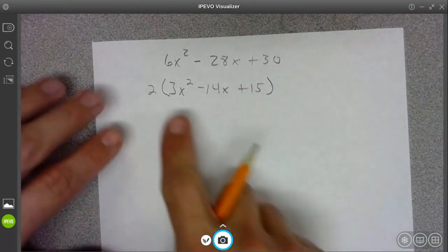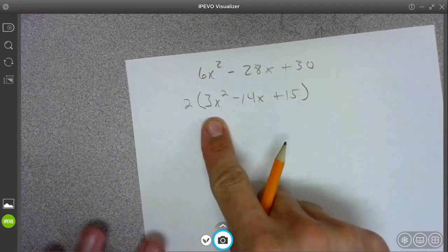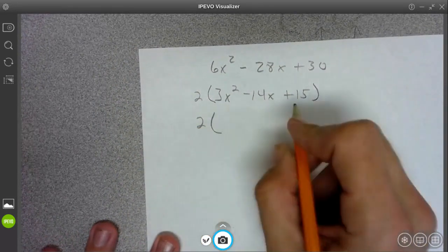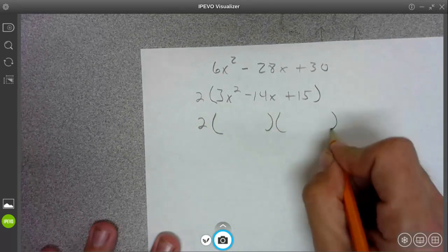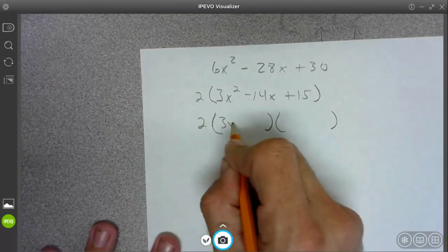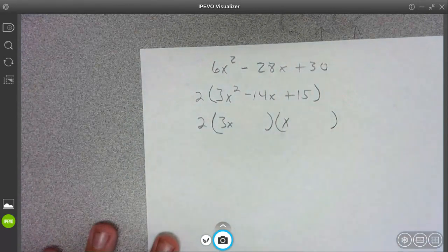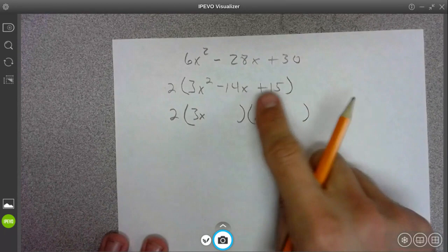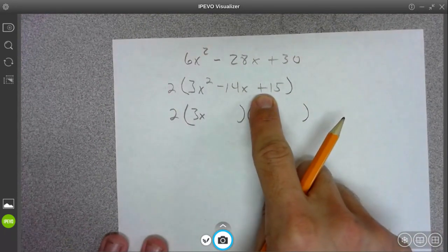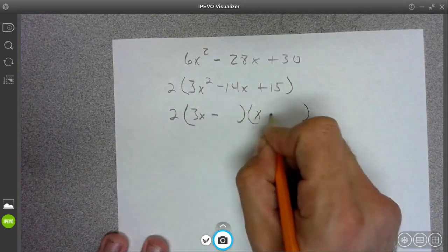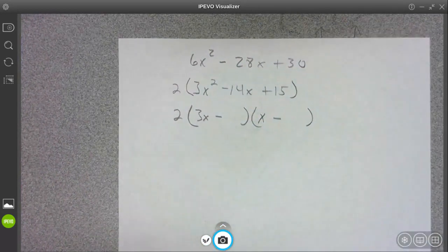Now, we're going to factor this one. And this is going to be an easy one because it's a 3. And there's only one way to get a 3. Okay? To get a 3x squared, it has to be a 3x and an x. That's why that's helpful. Let's see. Same signs, because it's a plus. They're both negative. So same signs means that they're the same, and this means they're both negative.